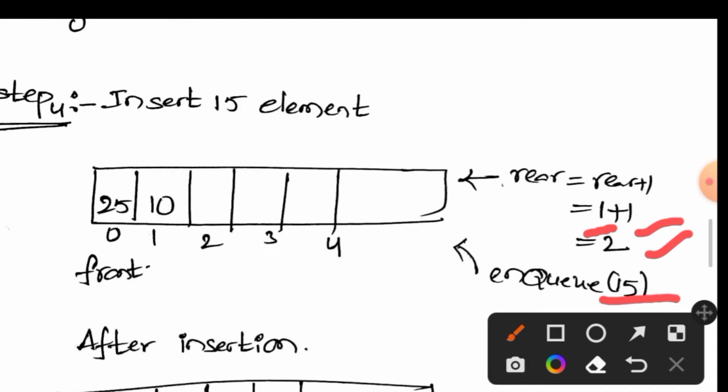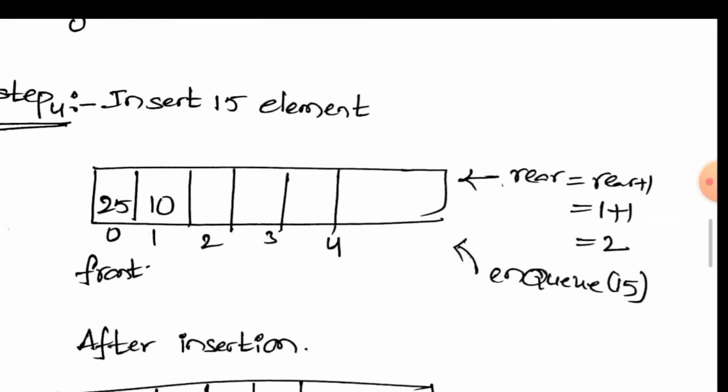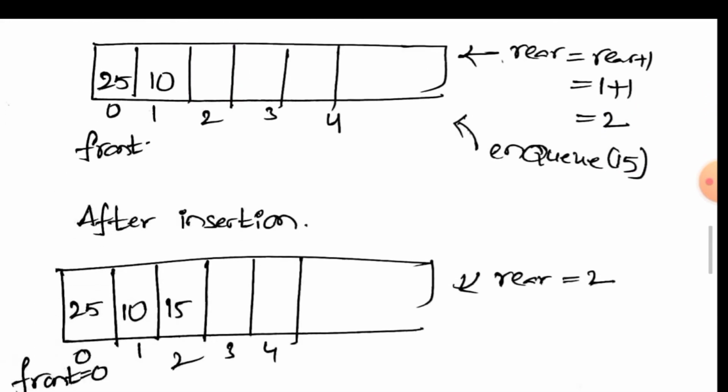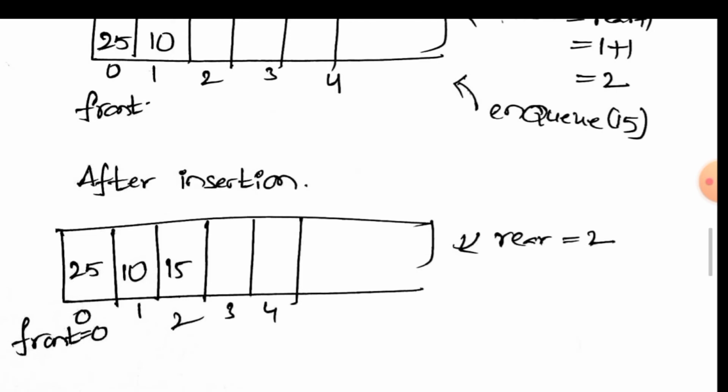So to insert the element in the queue, we have to call the method, that is nq of 15, means at the location of 2 the 15 will be inserted in the queue. So after calling the nq method, we have to draw the queue, that is at the location of 2 we have to insert the 15.